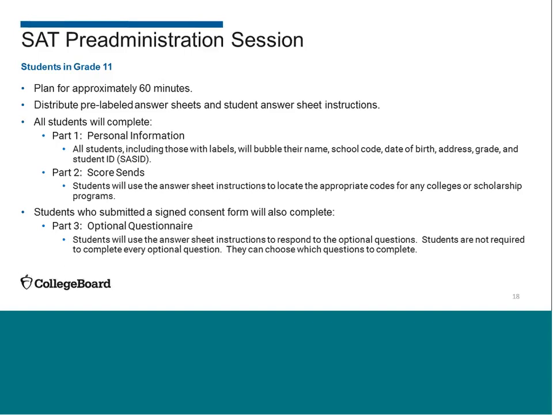And then the third step of the pre-admin session should only be conducted with students who have submitted their signed consent form, and that is the optional questionnaire. In that part of the pre-admin session, students are going to use the answer sheet to complete questions about themselves. They'll have the opportunity to opt into student search and share information about their interests. So to complete all 3 parts of the pre-admin session, we ask that you plan for approximately 60 minutes.